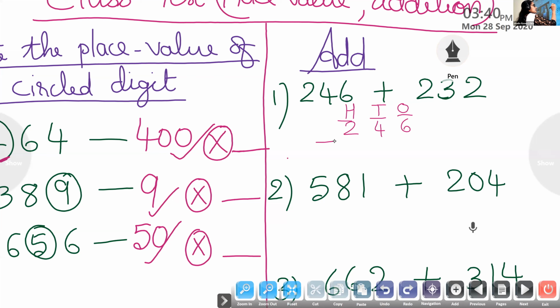246 plus 232. Then add it and write the answer down. Jerome, answer of the ones place. 6 plus 2. 8. Yes. 2 in your fingers after 6: 7, 8. Okay. Good.